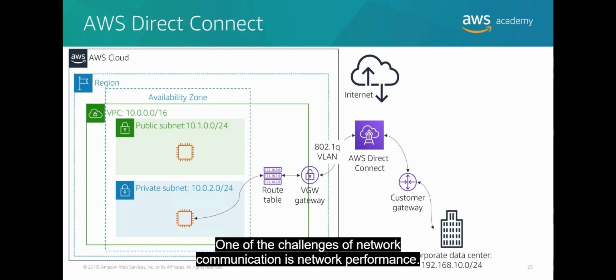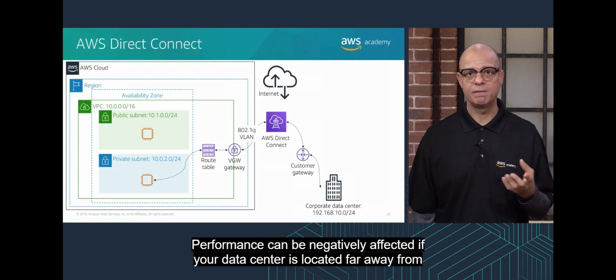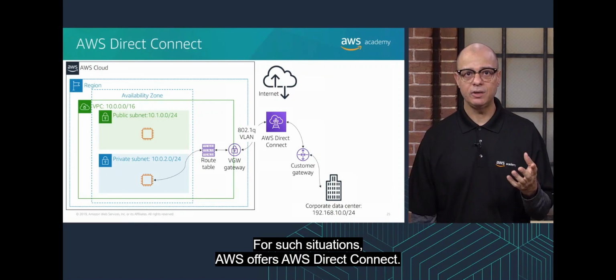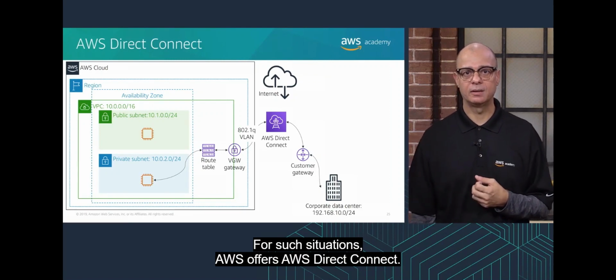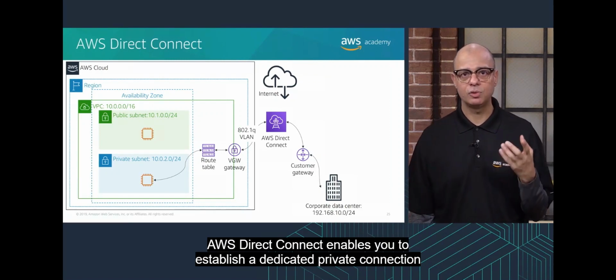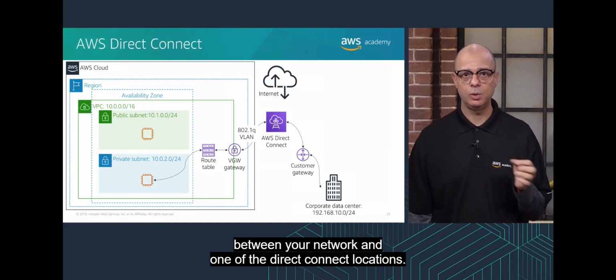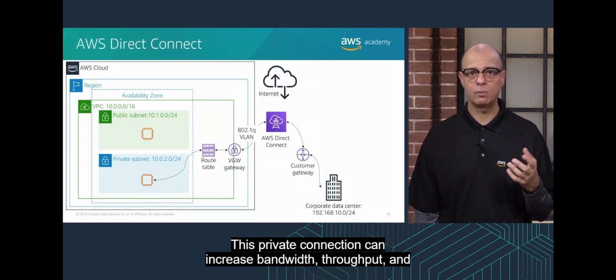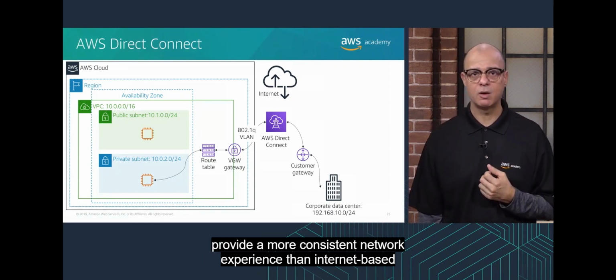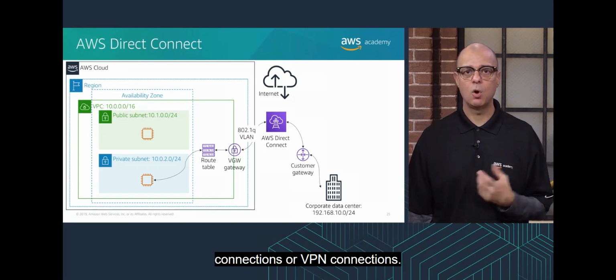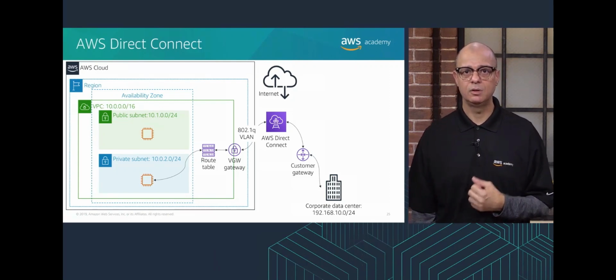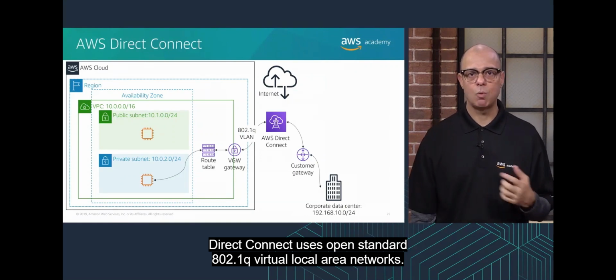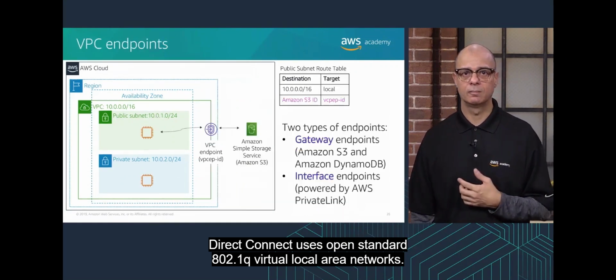One of the challenges of network communication is network performance. Performance can be negatively affected if your data center is located far away from your AWS region. For such situations, AWS offers AWS Direct Connect. AWS Direct Connect enables you to establish a dedicated private connection between your network and one of the Direct Connect locations. This private connection can increase bandwidth, throughput, and provide a more consistent network experience than internet-based connections or VPN connections. Direct Connect uses Open Standard 802.1q virtual local area networks.